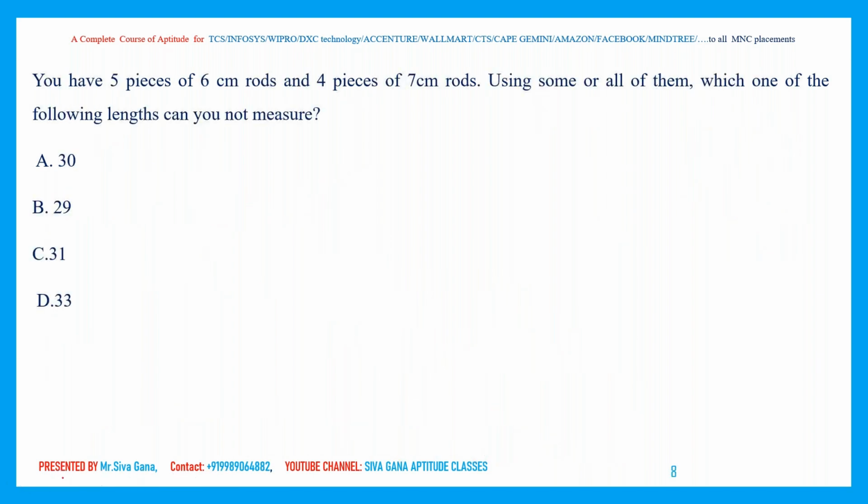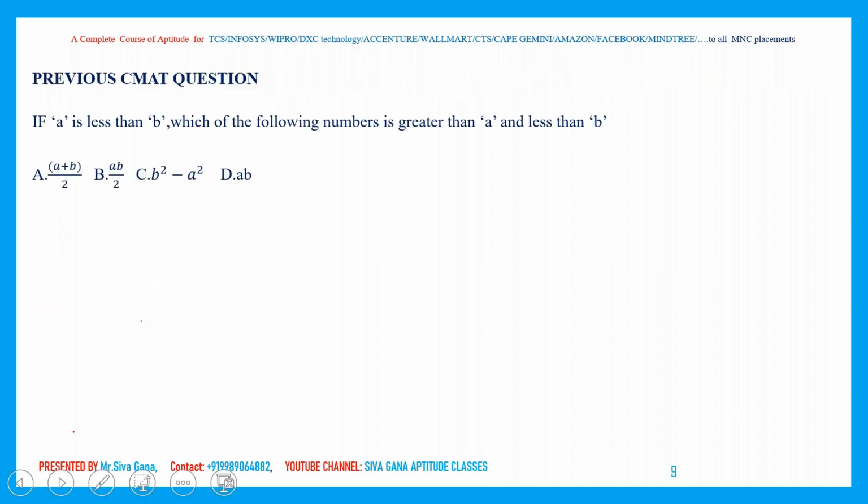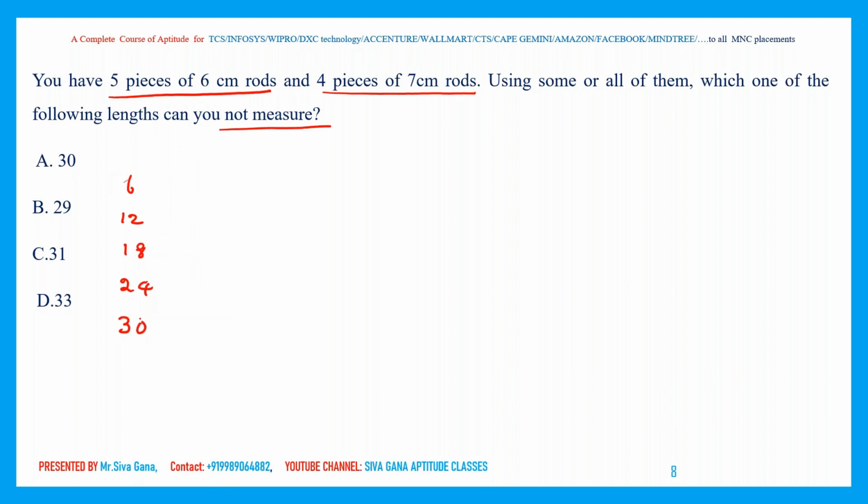You have 5 pieces of 6 centimeter rods and 4 pieces of 7 centimeter rods. Using some or all of them, which one of the following lengths can you not measure? We can measure 6, 12, 18, 24, and with 5 pieces of 6, we can measure 30 also. Now we can measure 7, 14, 21, and 28 also.